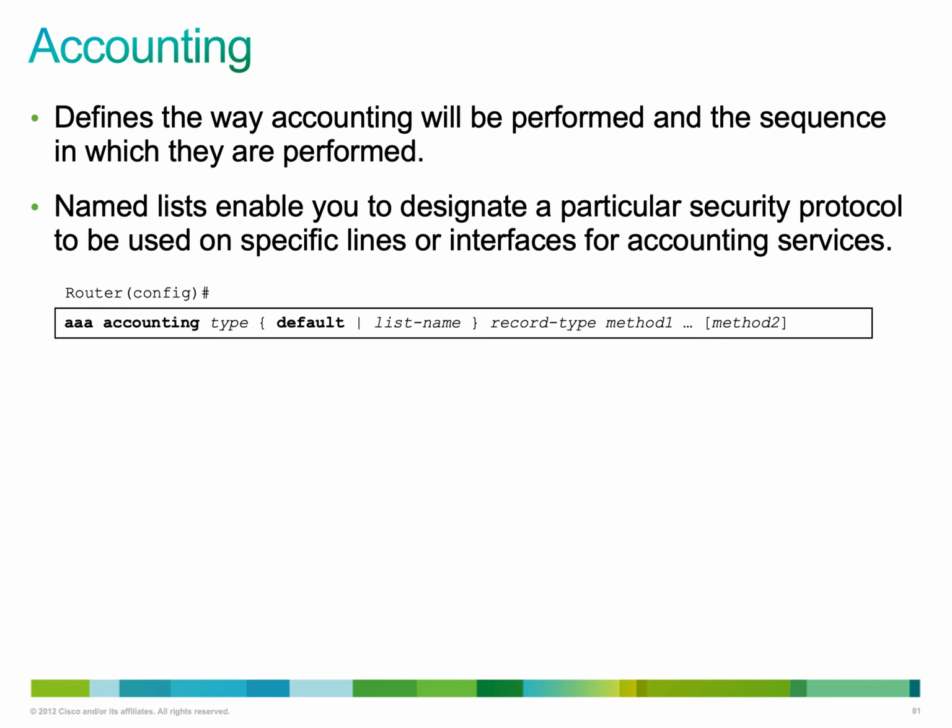Now, however, we say everything is the same, it's just that where we used to write aaa authentication or aaa authorization, we just put aaa accounting. Router1 config# aaa accounting, the same, the type, you put what type you're using, and then you put your default, name list, and methods, and so on and so forth.